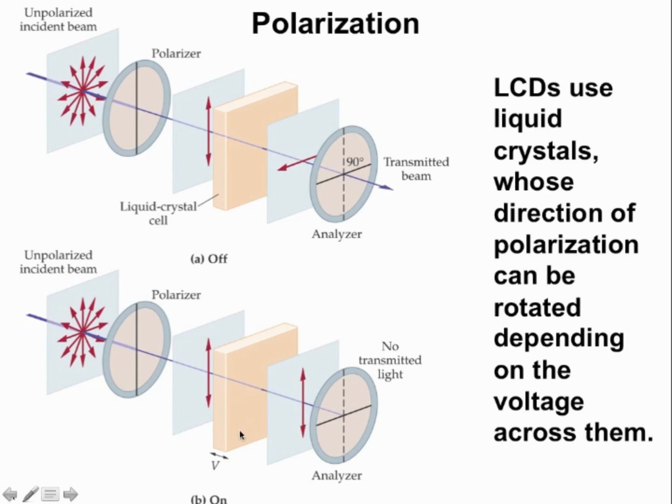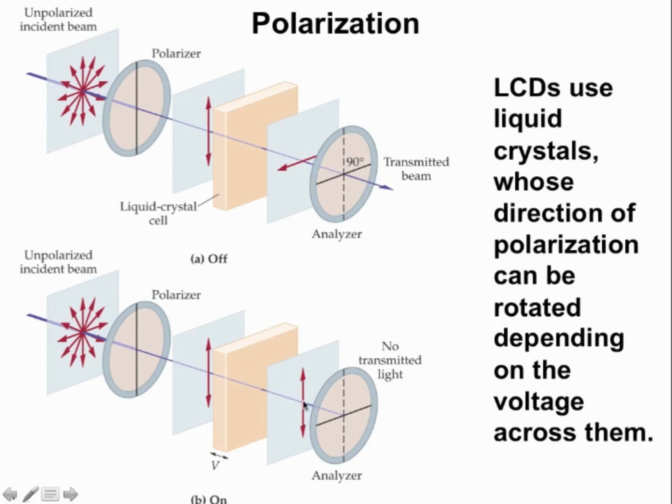Now, when it's on, that is, when a voltage is applied across the liquid crystal cell, as we see in the bottom frame, you have no twisting of the molecule, and then the light comes through vertically, and it comes through vertically after it passes through the liquid crystals.